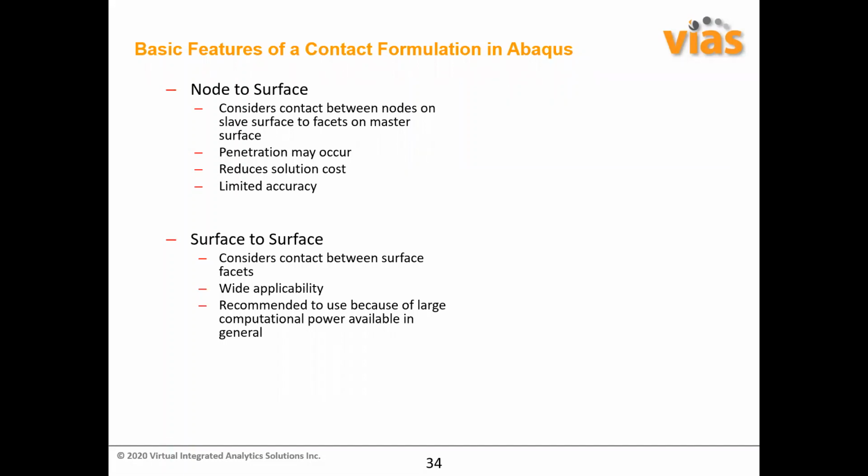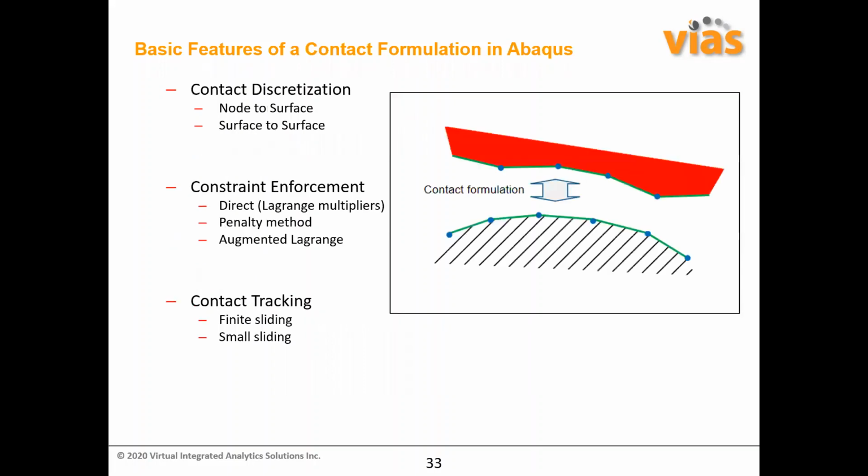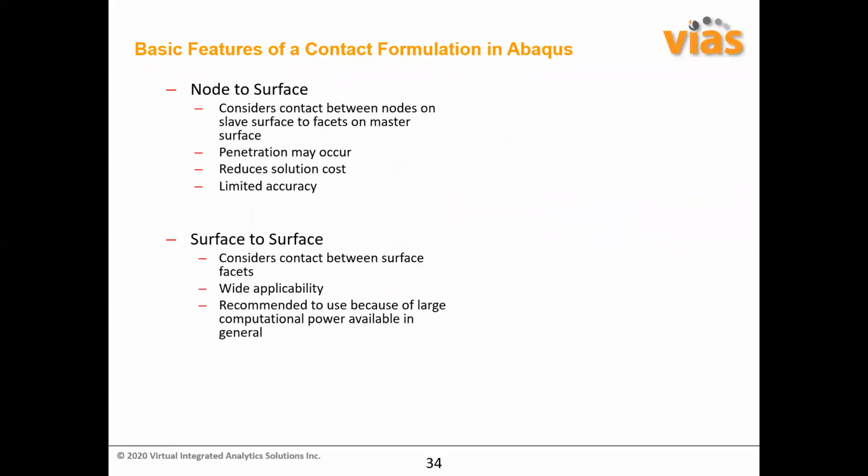If you do not have nodes strictly and you have surfaces, then it is better to utilize the surface-to-surface contact formulation. So what you will be talking about is basically one surface coming into contact with the other surface rather than node to node. Then you have surface facets coming into contact, and the possibility of penetration decreases. So it has wide applicability.